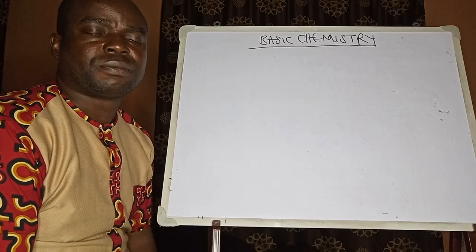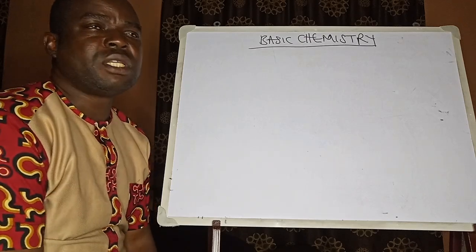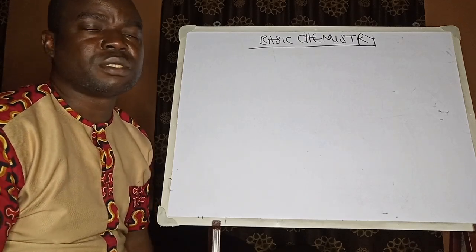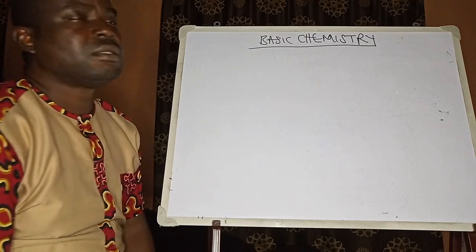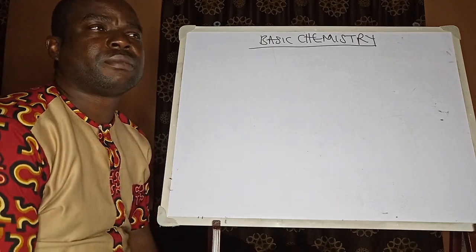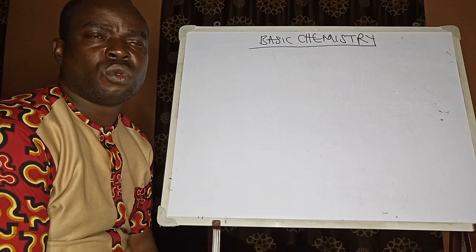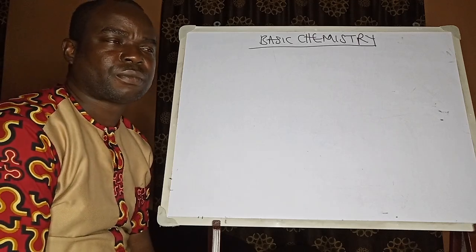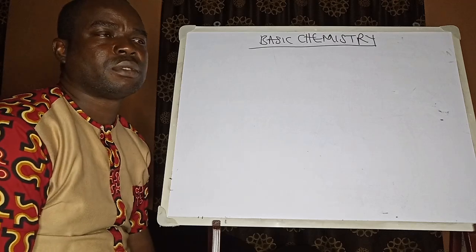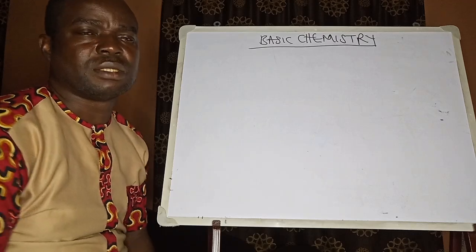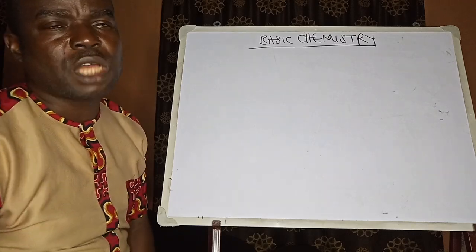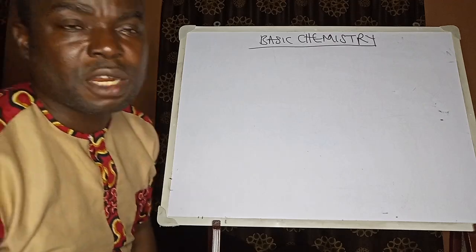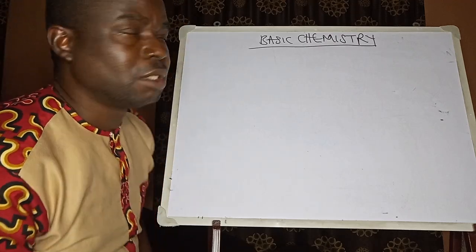So welcome. We are beginning the basic chemistry series, and in this video 1 of the series, we'll be talking about the first 20 elements, the symbols, and some other things that will come up. So very quickly, without wasting time, let's talk about the first 20 elements.